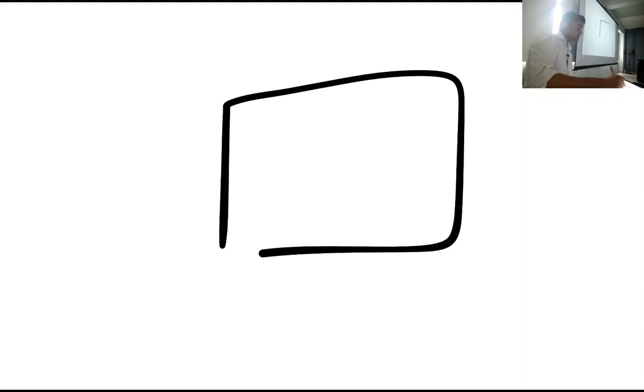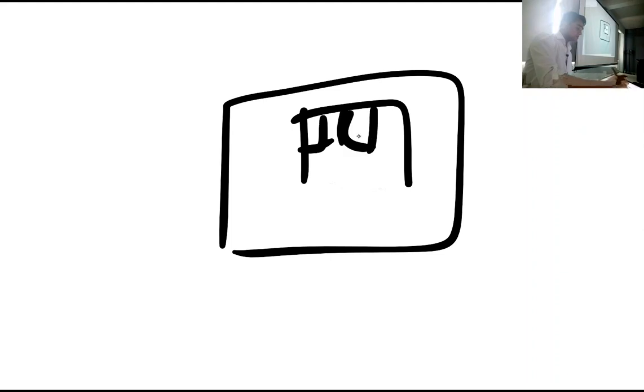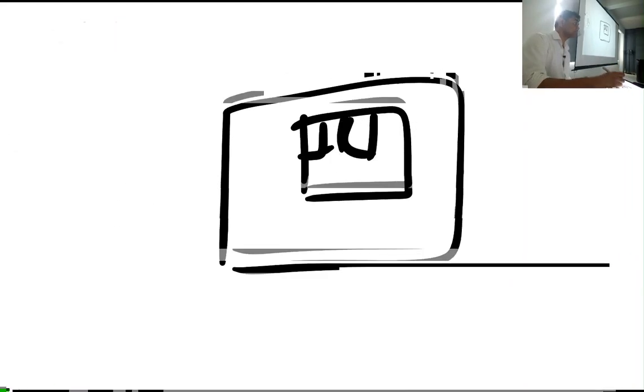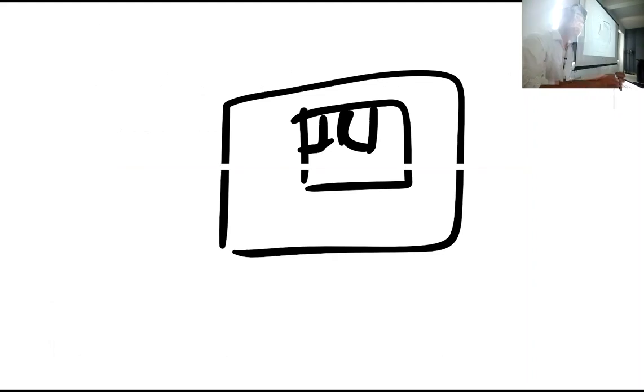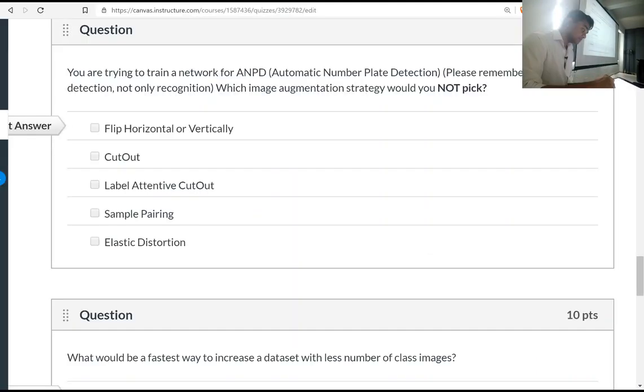You have the image. In the image, you know the location of the label. Some human has already done that. And you know this is K, this is A, and so on. You know the exact label. Otherwise, you can't train it with location. And what is label attentive cutout? That's what we're doing: you're cutting the label out also. But in normal cutout, you're not cutting the label out. You're forcing it to still predict something. The better one is going to be label attentive cutout.